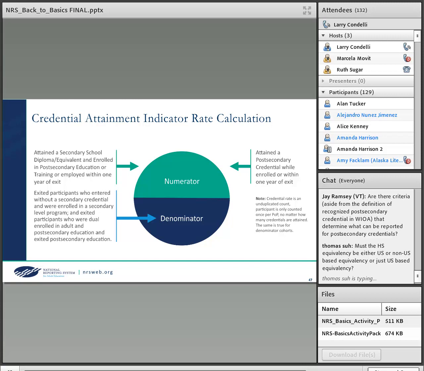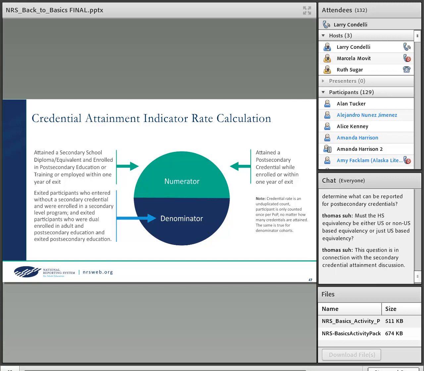Exited participants who entered without a secondary credential and were enrolled in secondary level, and those that exited and were co-enrolled in adult ed and post-secondary education and exited post-secondary education. And then for the secondary credential, those that got the secondary credential have to get a job, or be employed rather, and enter post-secondary ed to be counted in the numerator. That's a complicated indicator.